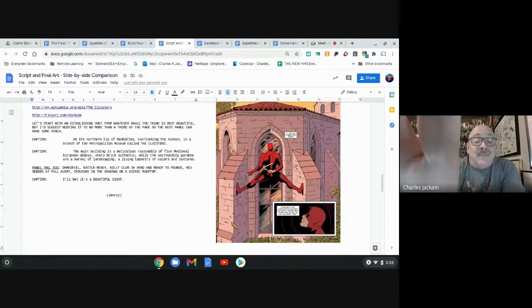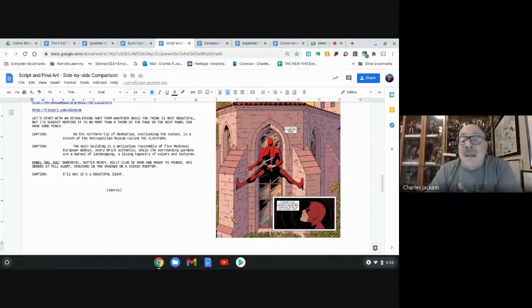Panel 2. Now, this takes up most of the page, but look, it takes up the least part of the script. Panel 2, big. Daredevil, battle ready, billy club in hand, and ready to pounce, his senses at full alert, crouches in the shadows on a scenic rooftop. I'll bet it's a beautiful sight.